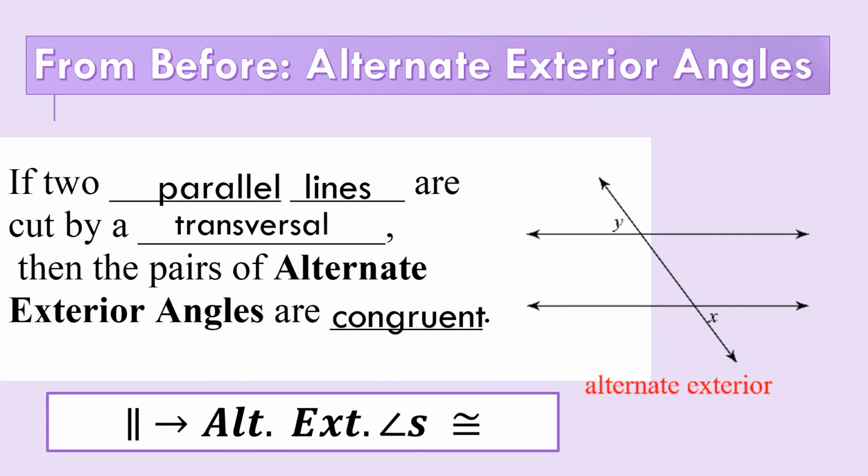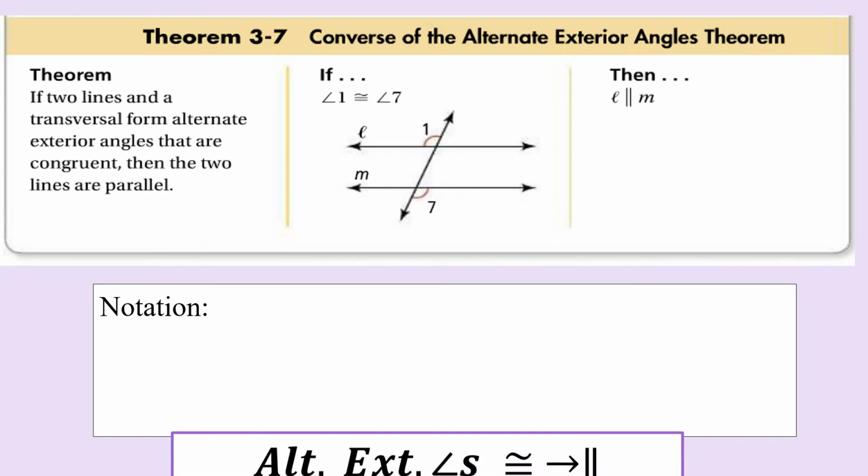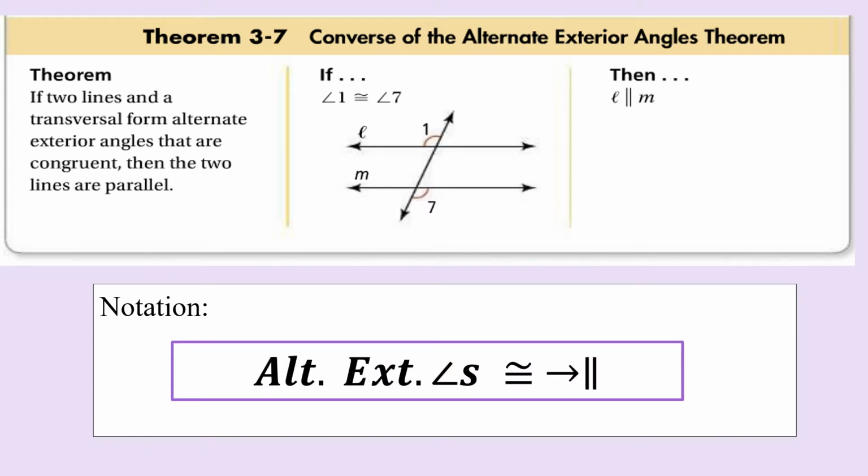Alternate exterior angles are congruent when you have parallel lines. So the converse would be if your two lines and a transversal form alternate exterior angles that are congruent, angle 1 and 7 are congruent, it says in the diagram, then your lines are parallel. And there's the notation that you can write down.